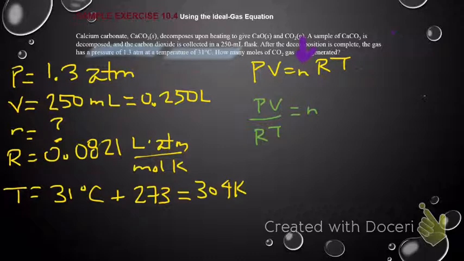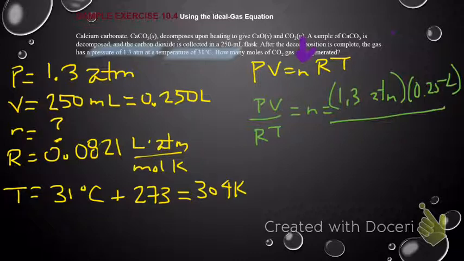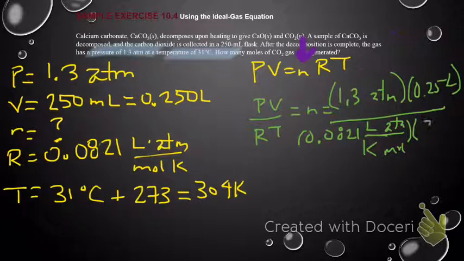Now we can start plugging and chugging all the numbers in. We have the pressure, which is 1.3 atm, times the volume, which is 0.25 liters. We divide that by R, which is 0.0821 liter atm per K mole, and that's multiplied by 304 Kelvin.